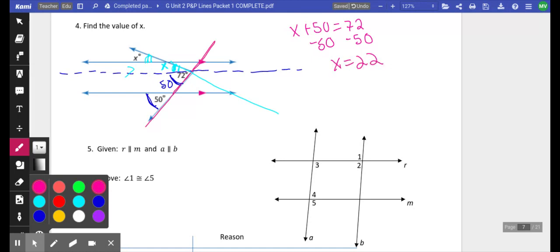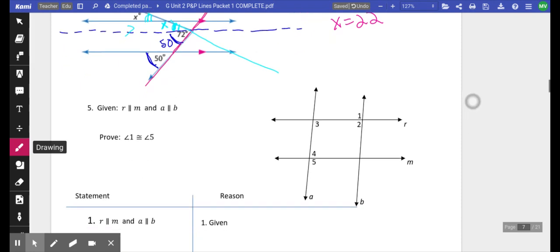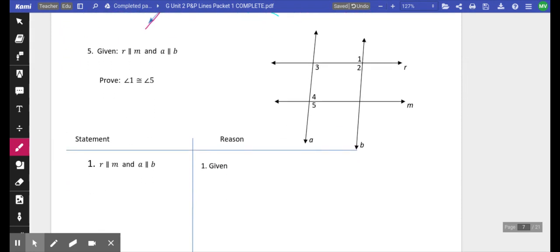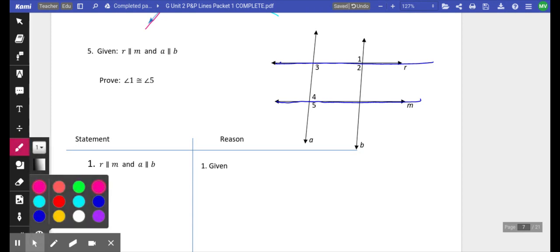Now, the real nitty-gritty of what we're going to talk about today is this idea of writing proofs with these. I know, more proofs. So if we know R and M are parallel, again, I like to highlight those in one color. And then I know A and B are also parallel, so I'm going to make those a different color. I need to prove that 1 is congruent to 5.